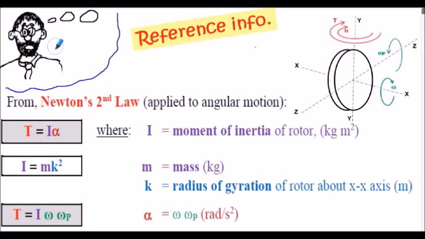So here's my thinking process here. What are we trying to find? We're trying to find the gyroscopic couple, T in this case. What are we given in the question? This time we're given the moment of inertia directly. So I've got my I. On the previous slide we've calculated the angular velocity omega, and we were given explicitly the omega p, the precessional angular velocity. So it's a fairly straightforward solution here.